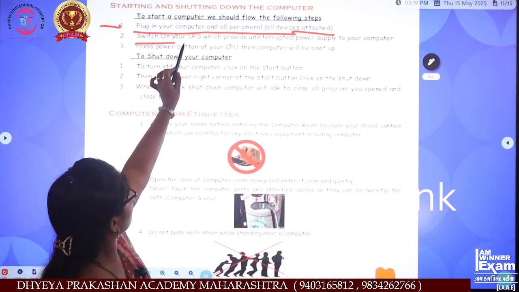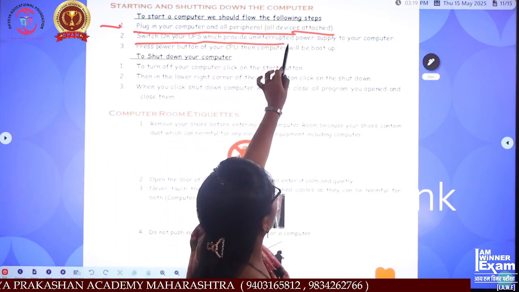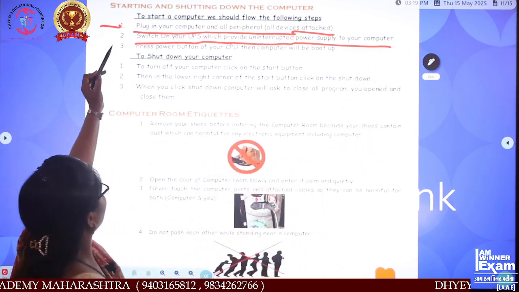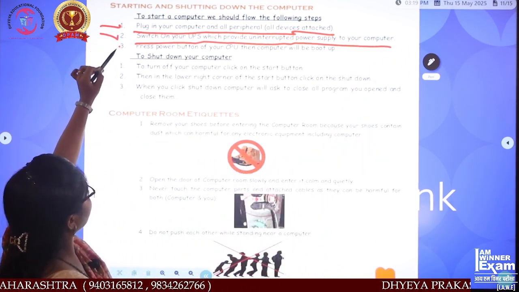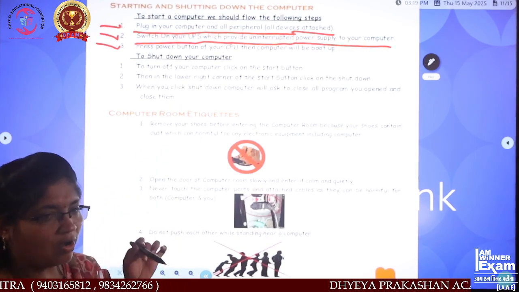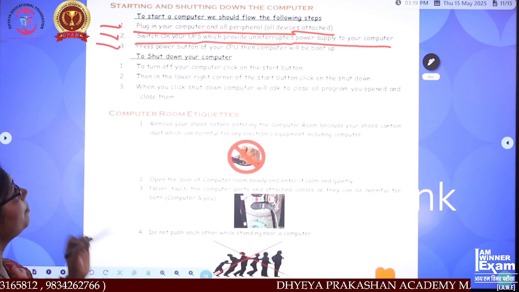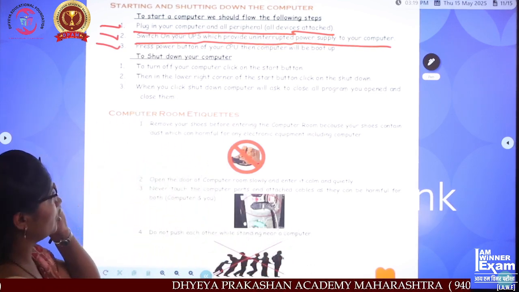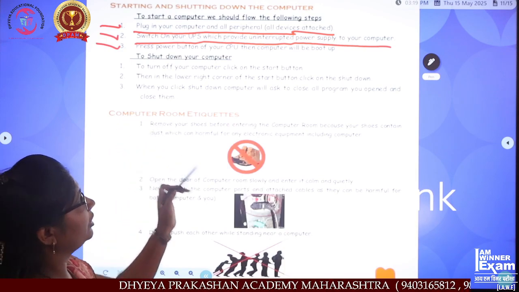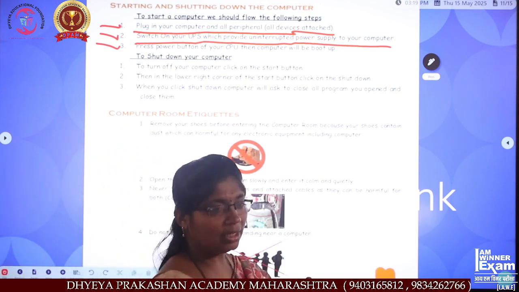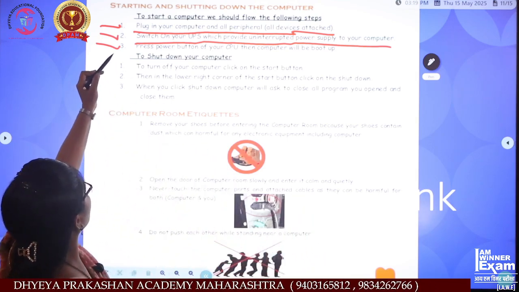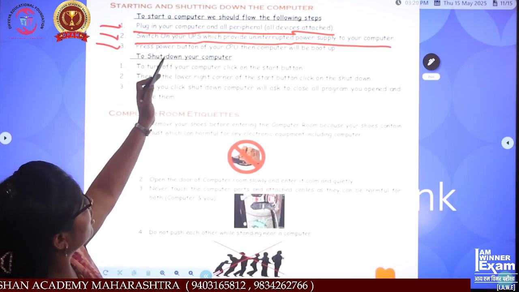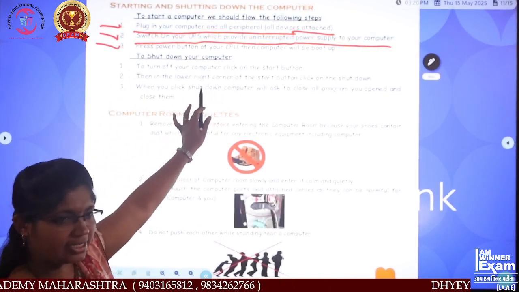Switch on your UPS, which provides uninterrupted power supply to the computer. Third one is press power button of your CPU, then the computer will boot up. This is to start a computer. We should follow the following steps.